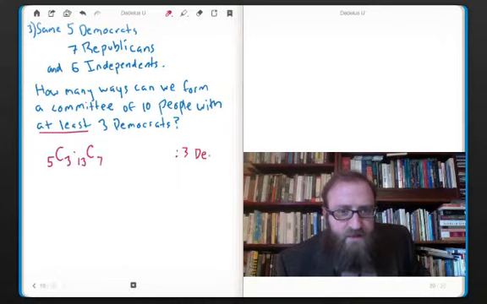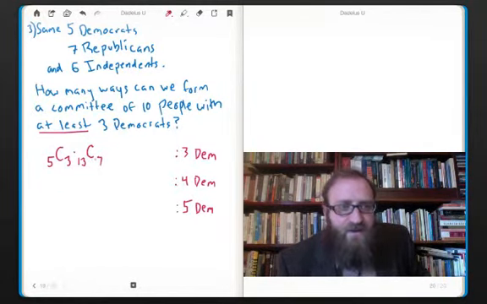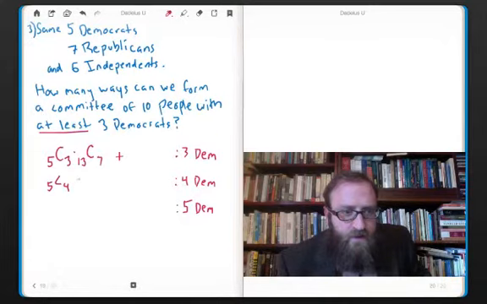But it said at least 3 Dems. That means we could also have 4 Democrats in the committee, and we could also have 5 Democrats in the committee. All 5 Democrats could make the committee. So notice this is a times, because we want 3 Democrats and 7 Republicans and Independents. And then we're going to add, going down the row here, if we chose 4 Democrats out of 5. So again, it's 5 choose 4 for the Democrats, times, we still have 13 Republicans and Independents to choose from, but this time we're only going to choose 6.